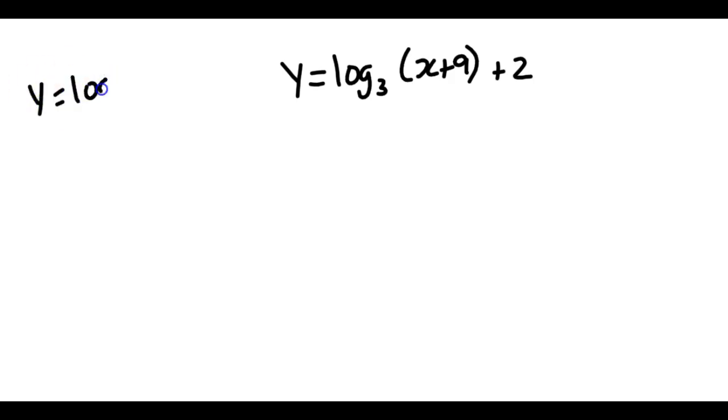Example 1 says, use transformations to sketch the graph of the function y equals log base 3 of (x plus 9) plus 2. If we want to think of our basic log equation and then transform it, it would look like this, just log 3 of x. Then we have a 9 and the 2 affecting it also. Our generic log equation would be log of whatever our base is with x.